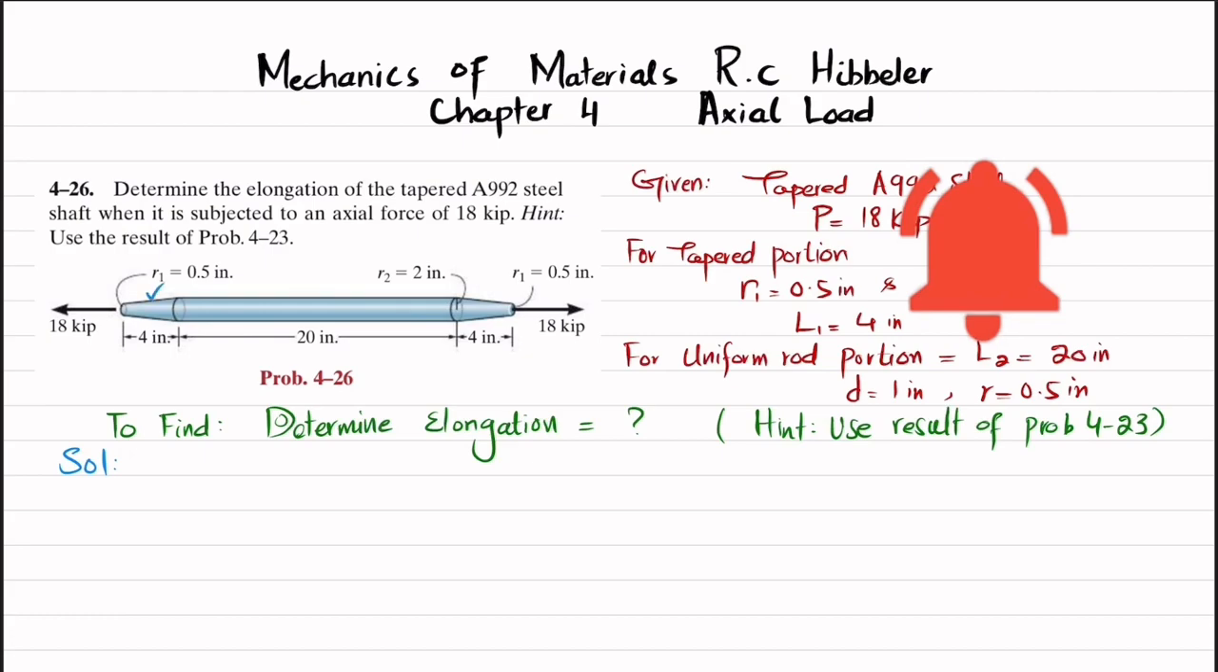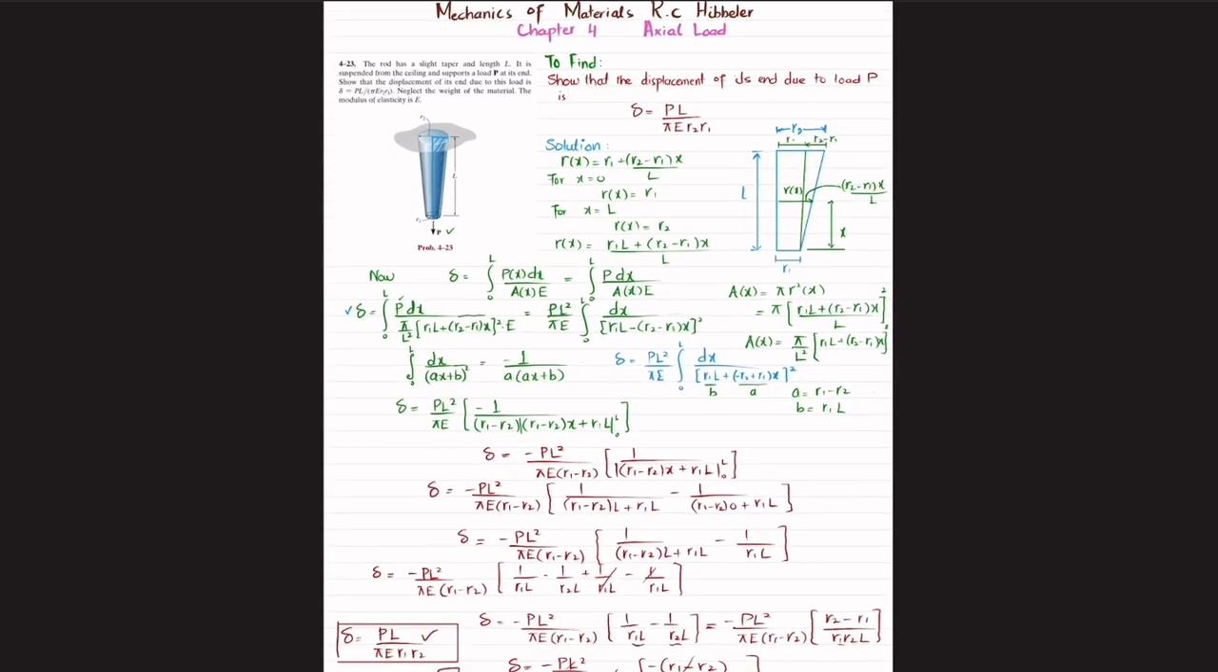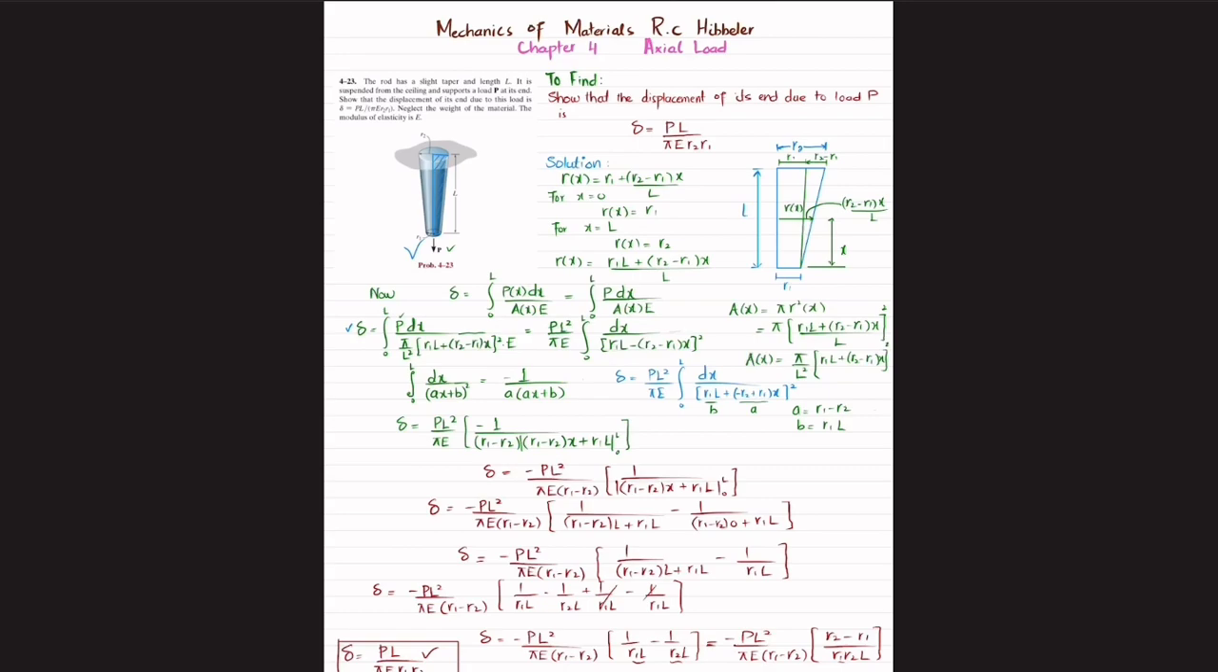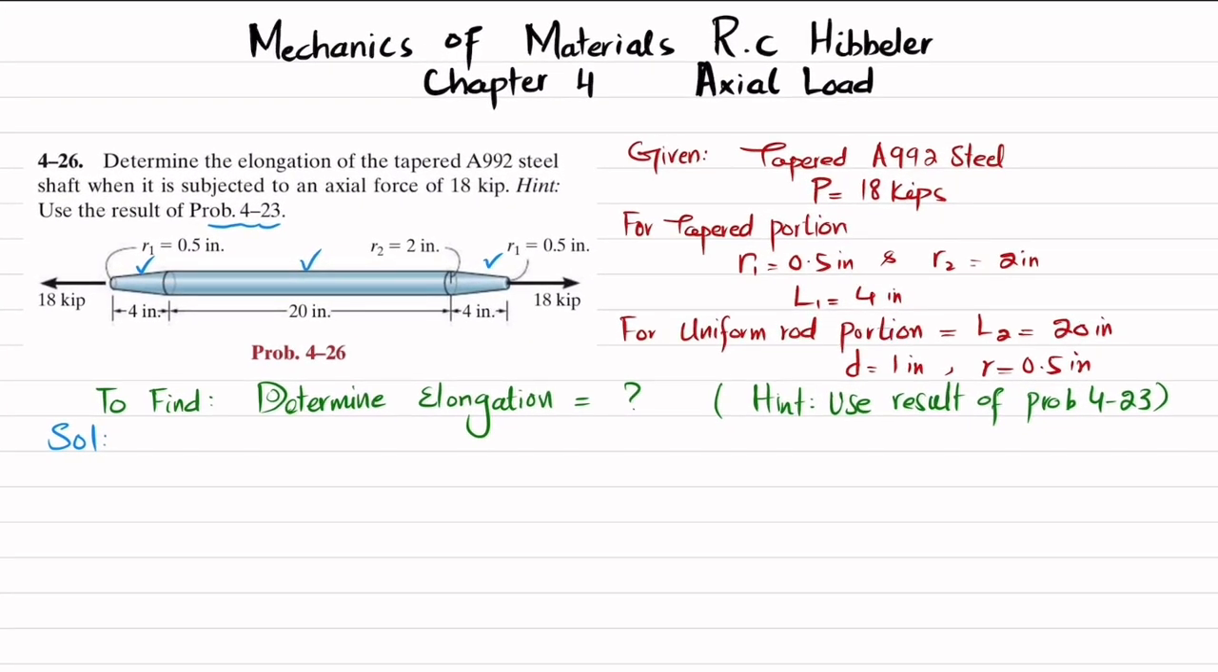Now you can see you have this tapered portion and one uniform rod, and there is a tensile load. So from problem 4-23, which we have solved previously, you can see this is the solution. I will attach the link as well. This is the tapered portion that is acted upon by a tensile or axial load. The deformation in this tapered portion is given by this formula, PL divided by pi into E into R1 into R2. So this is for the tapered portion only. We will write this formula here: the elongation delta is equal to P into L divided by pi into E into R2 into R1, for the tapered portion.